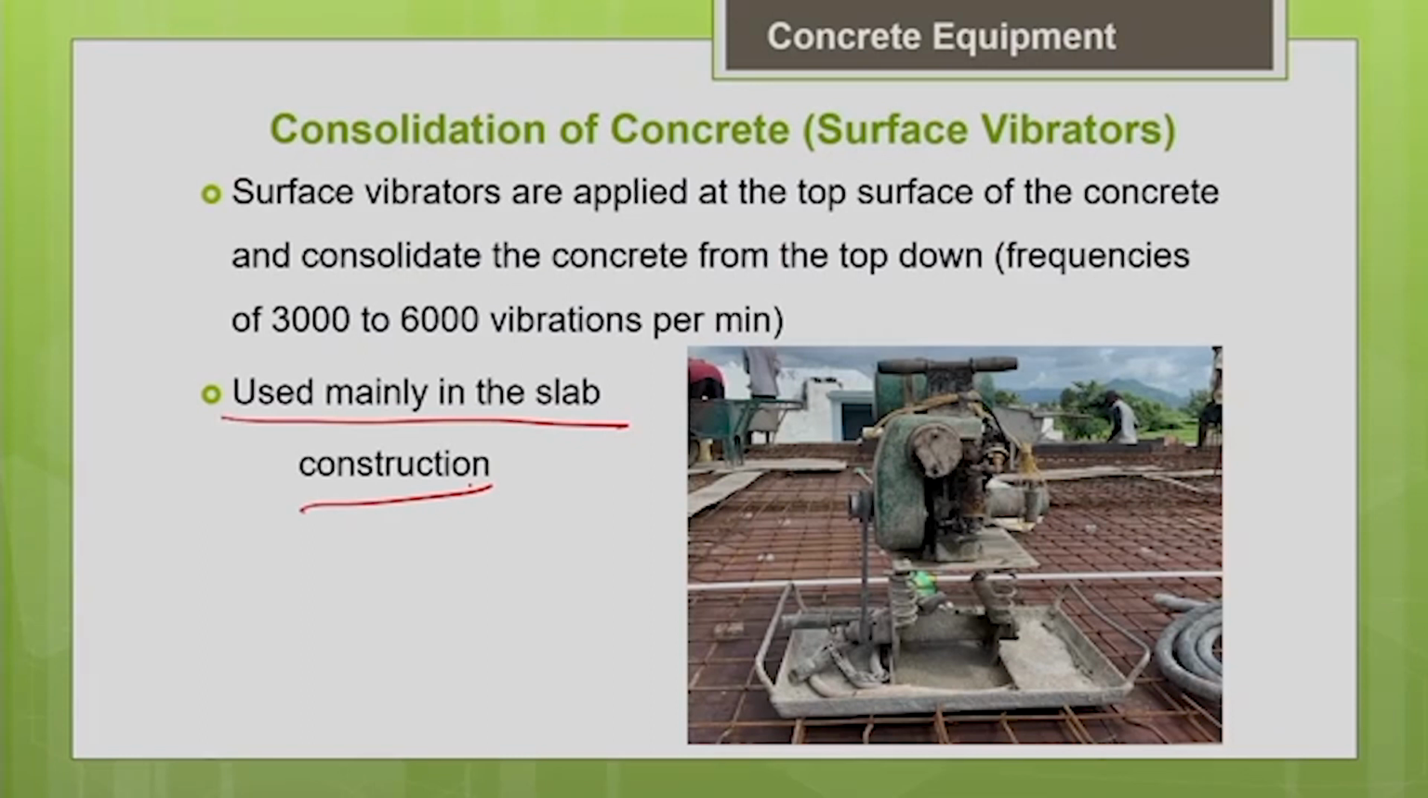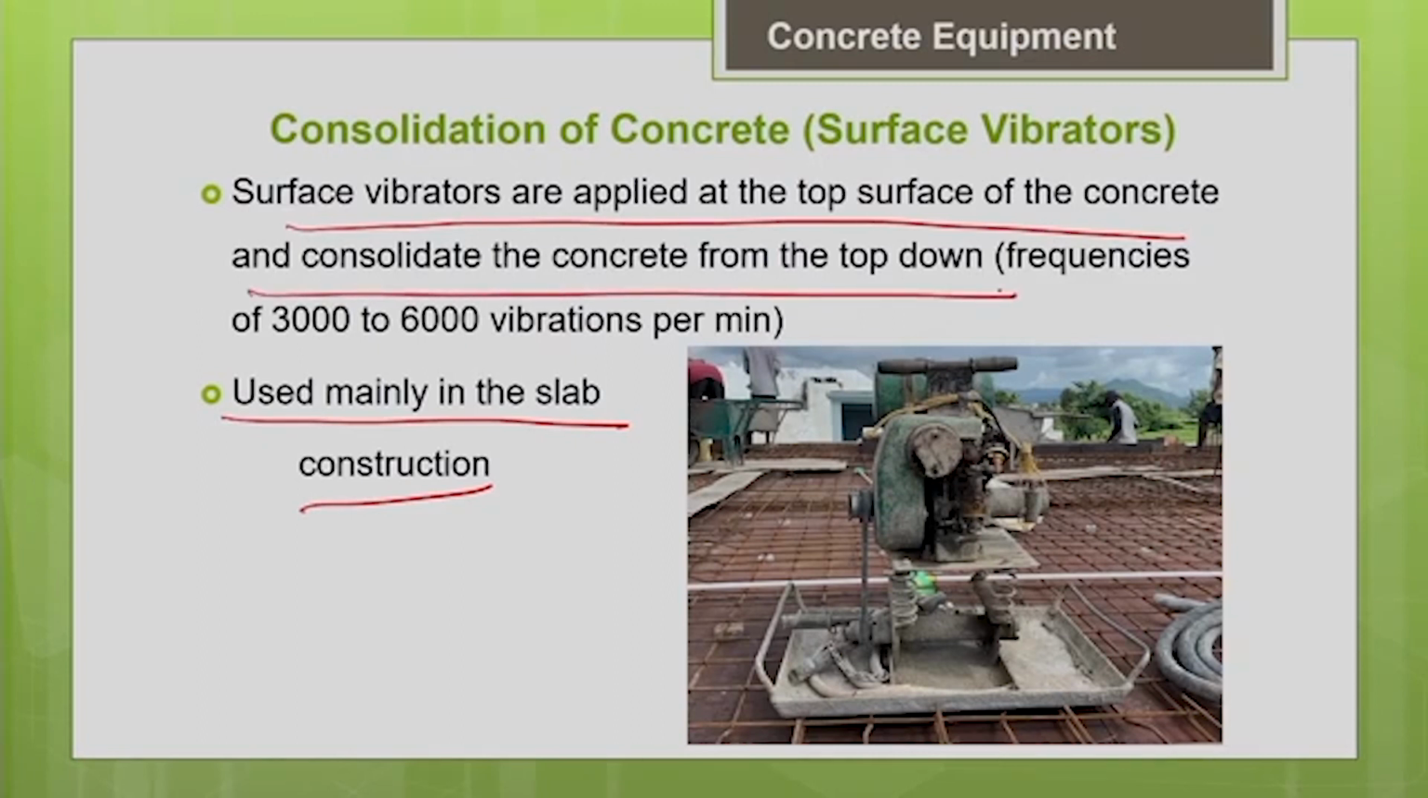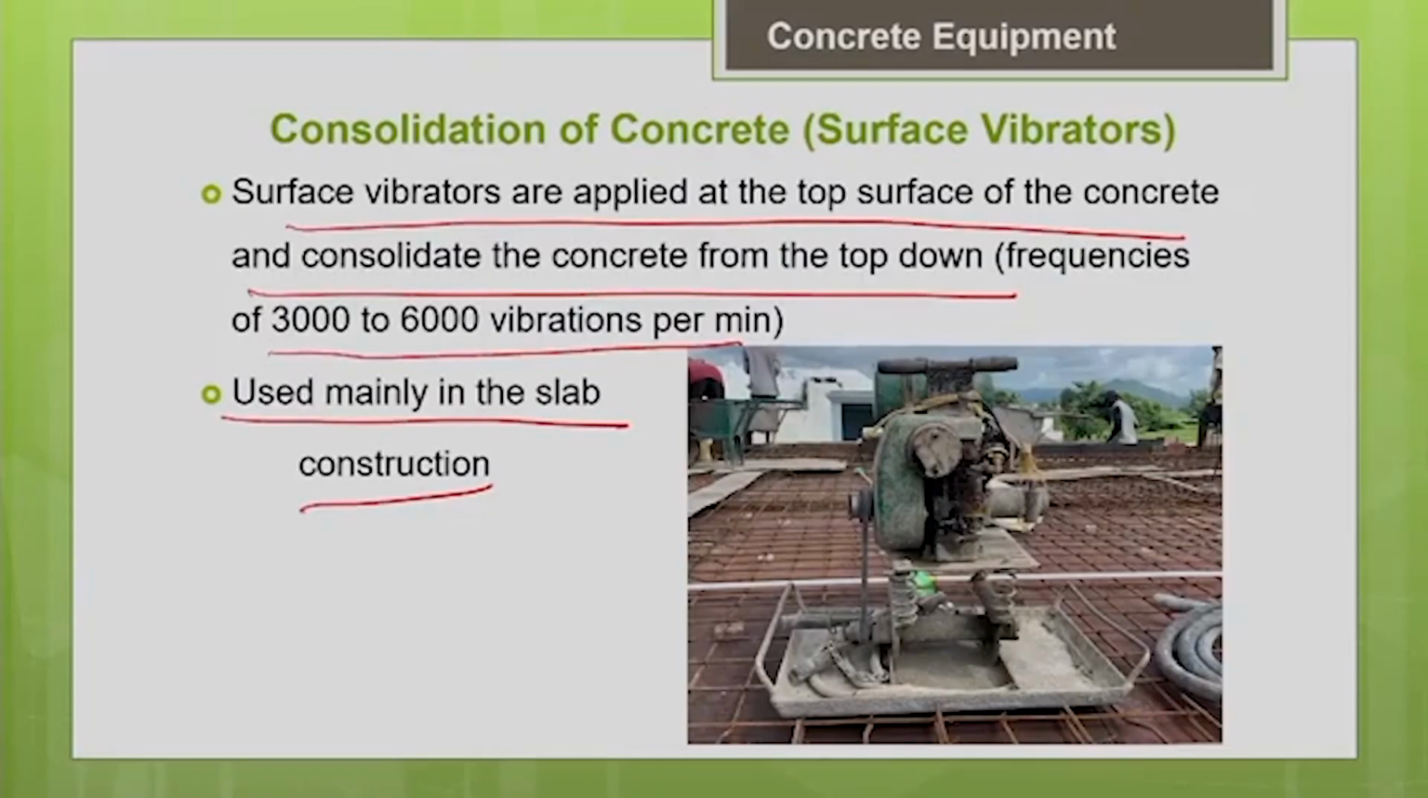You can see that the surface vibrators are applied at the top surface of the concrete and consolidate the concrete from top down. When you compare with the internal vibrator, the frequency range here is only 3000 to 6000 vibrations per minute, but needle vibrators have very high frequency, as high as more than 12,000 vibrations per minute. So this frequency range is only average for the surface vibrator. Here is a picture of the plate type surface vibrator. It resembles a plate, and it is more commonly used for slabs.